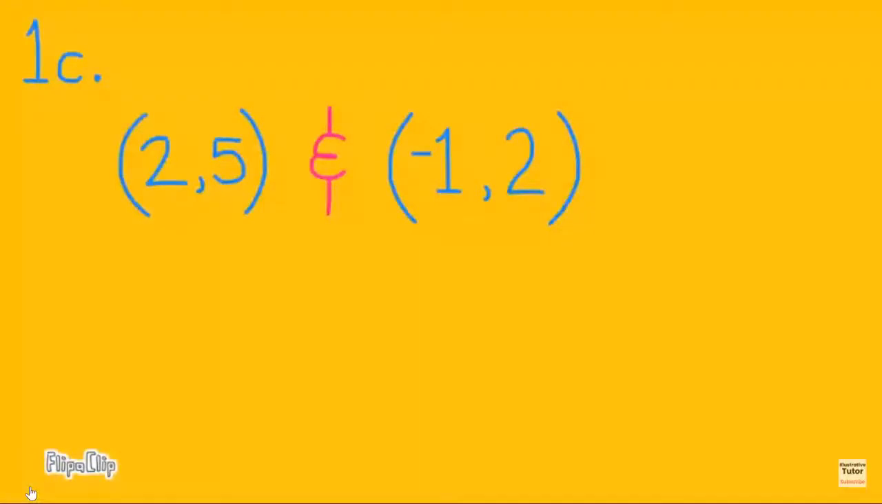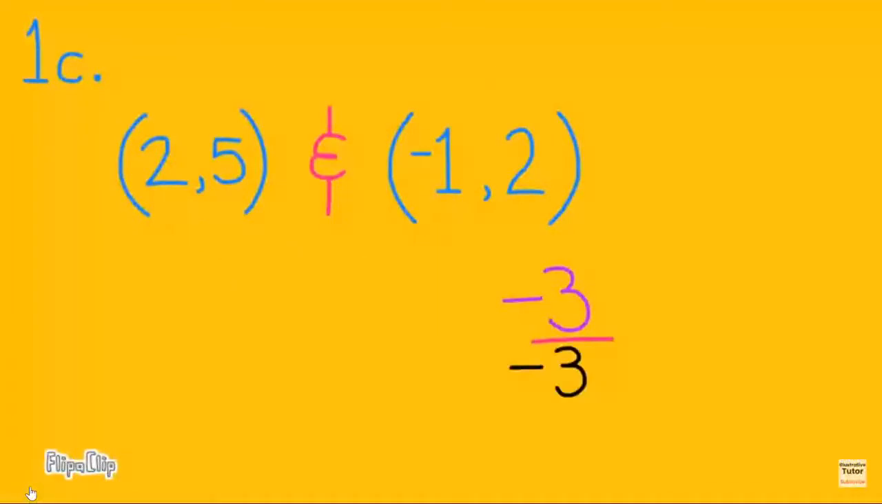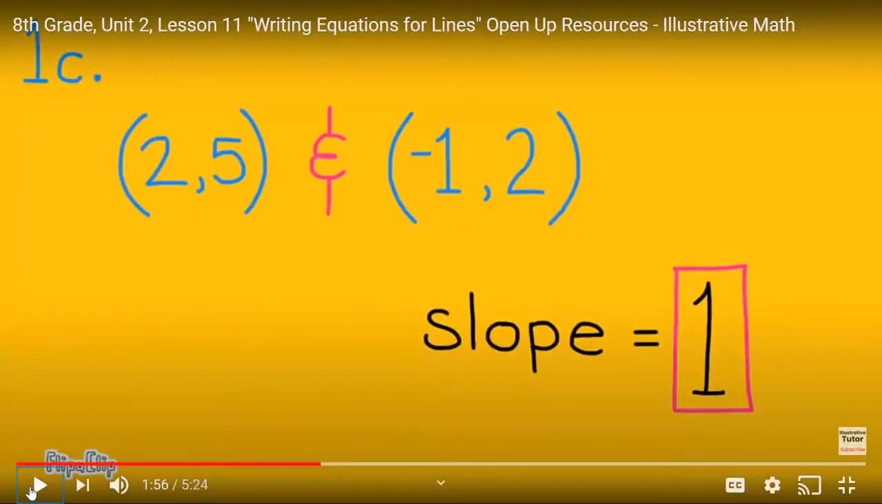Okay, so let's try if we just had the coordinate points. We would do 2 minus 5, which is -3. And then we would do -1 minus 2, which is -3. Again, if we simplify those, we still get a slope of 1. So you can use the graph and count the boxes, or you can subtract your y coordinates and your x coordinates.